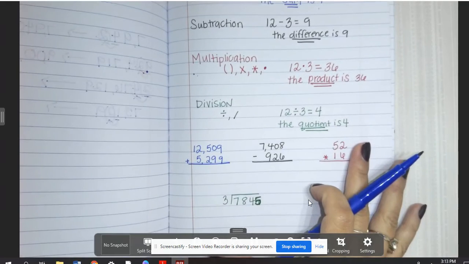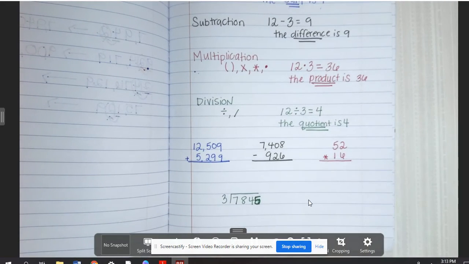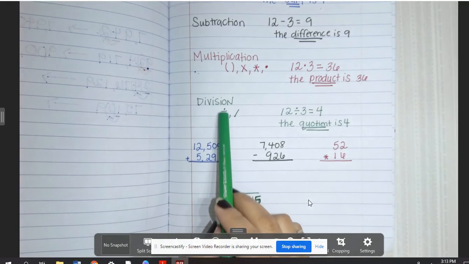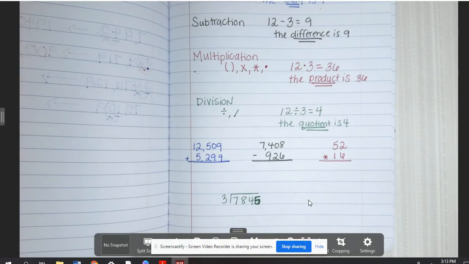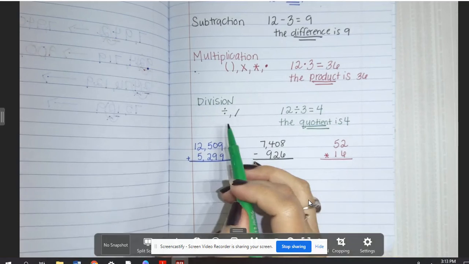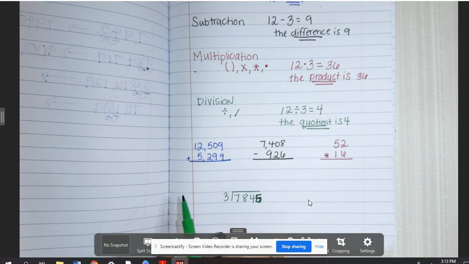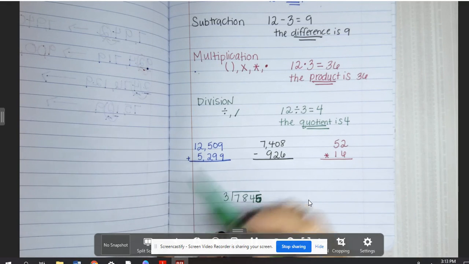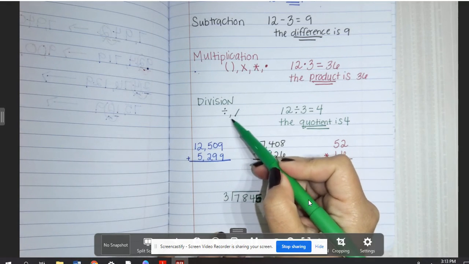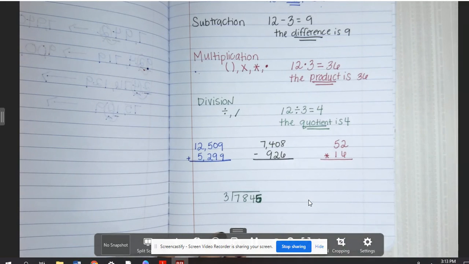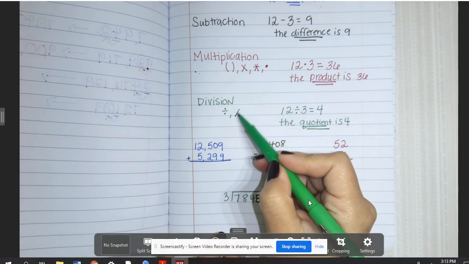Then the next one we have is division. Division can be written 2 ways. We have the traditional division sign. One thing that you will notice too is the division symbol you have here is also very similar to a fraction. And we'll show that to you later as we start to move into fractions. Or sometimes it'll just be like a slant like this. If you're seeing something on the computer, it'll look like this.